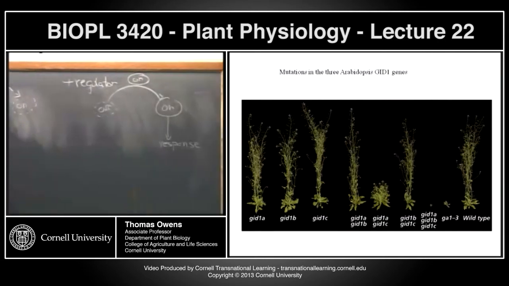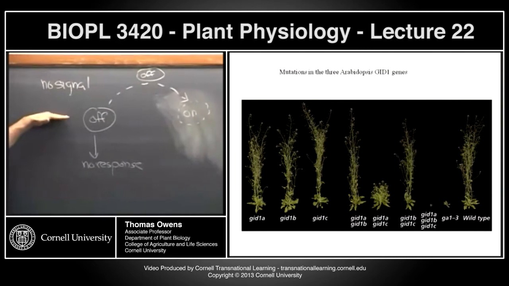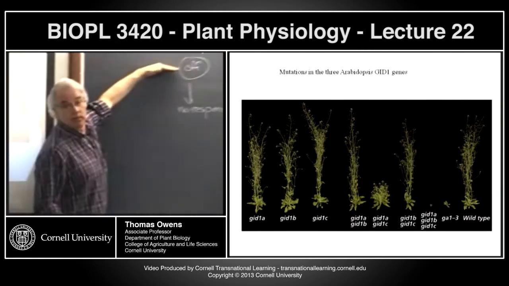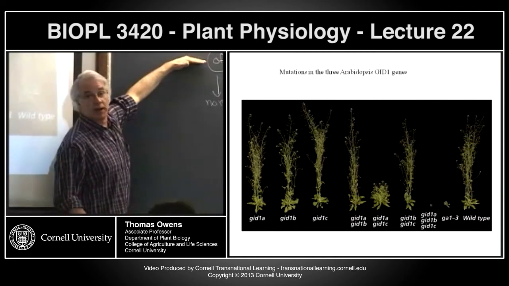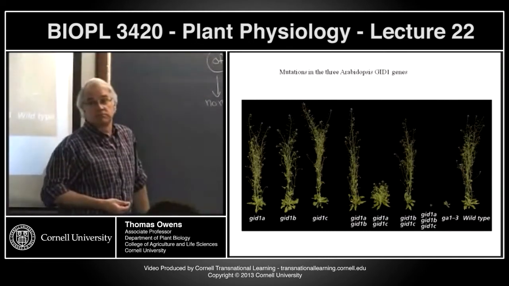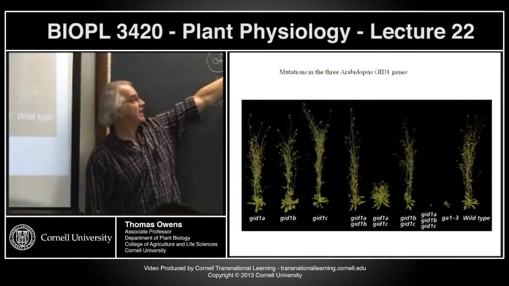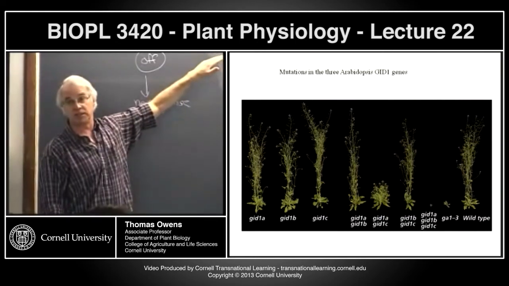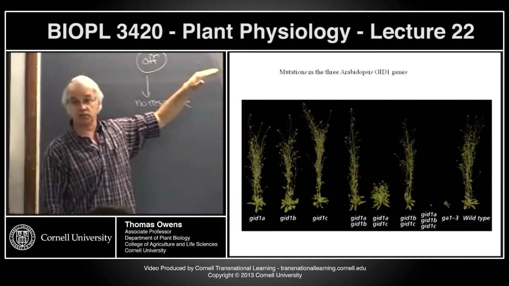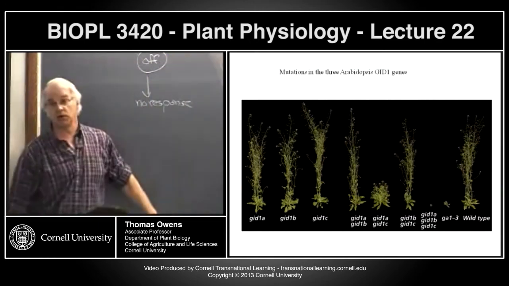Describe for me the possible phenotypes of mutants in this protein that controls this step of the signal transduction pathway. What are the two possible phenotypes? How about you, Jonathan? Let's just say this is a protein. We're not going to specify what it is. It's a protein that functions in the signal transduction pathway. What are the two possible phenotypes for mutations in this protein?